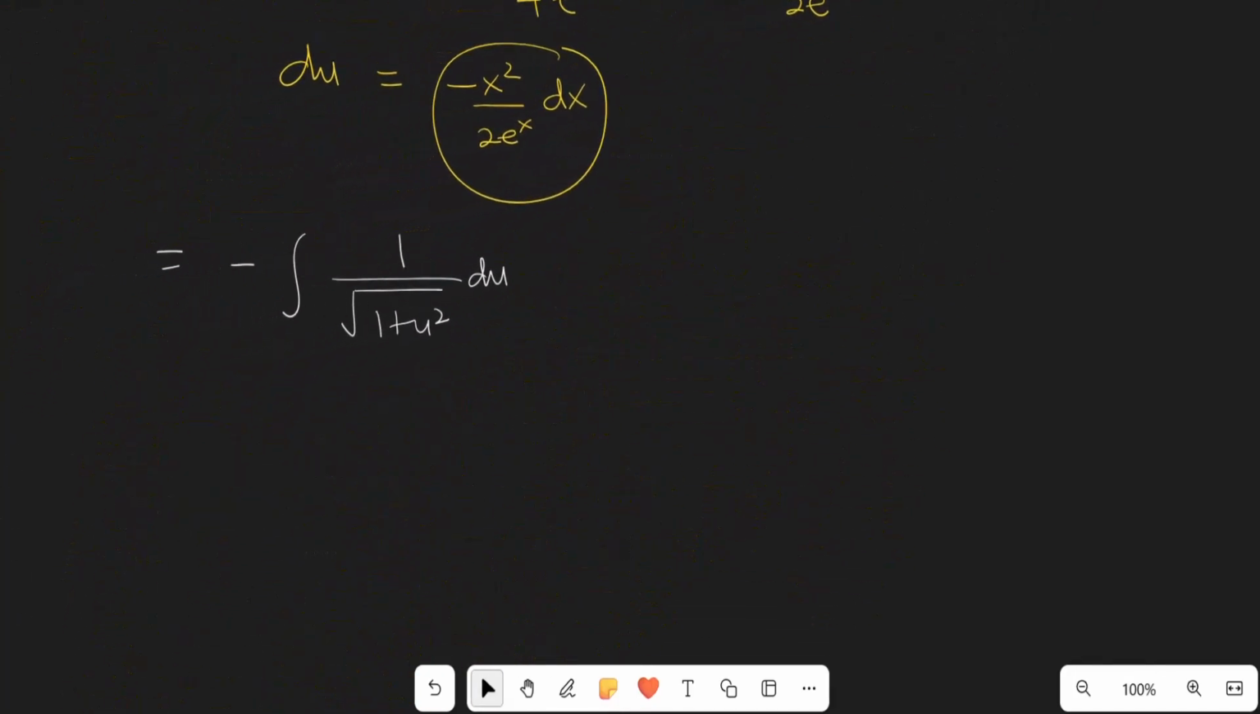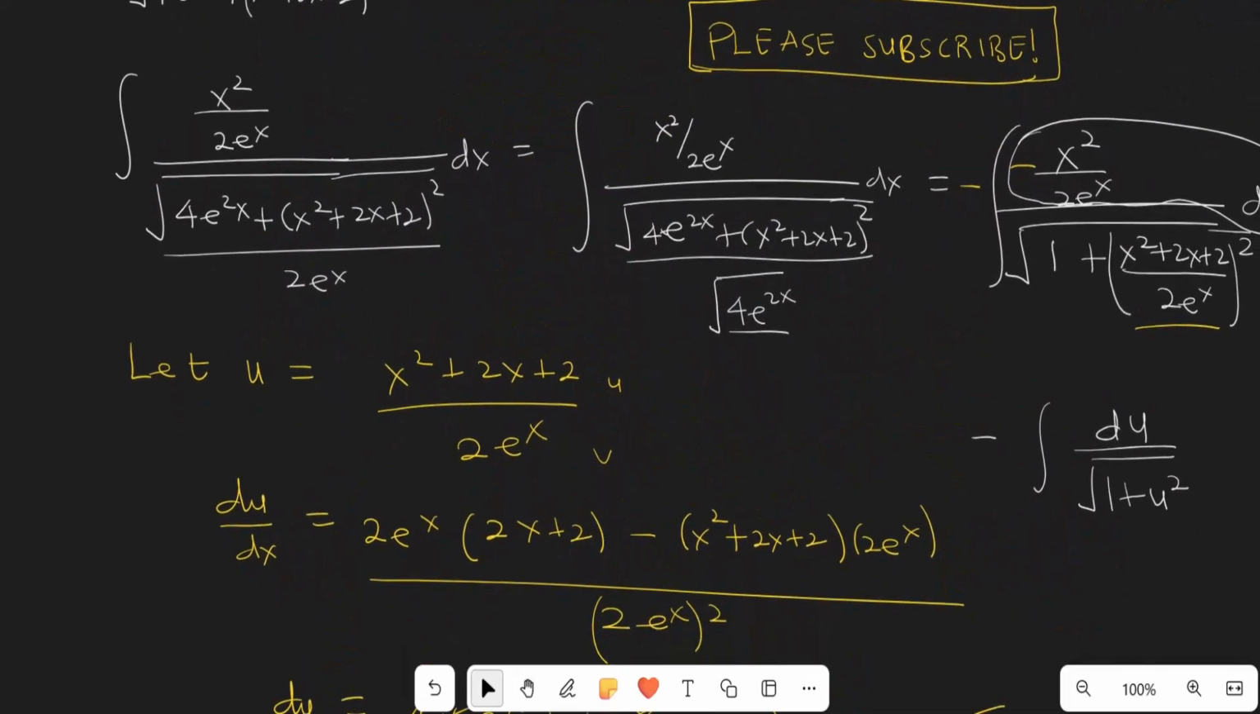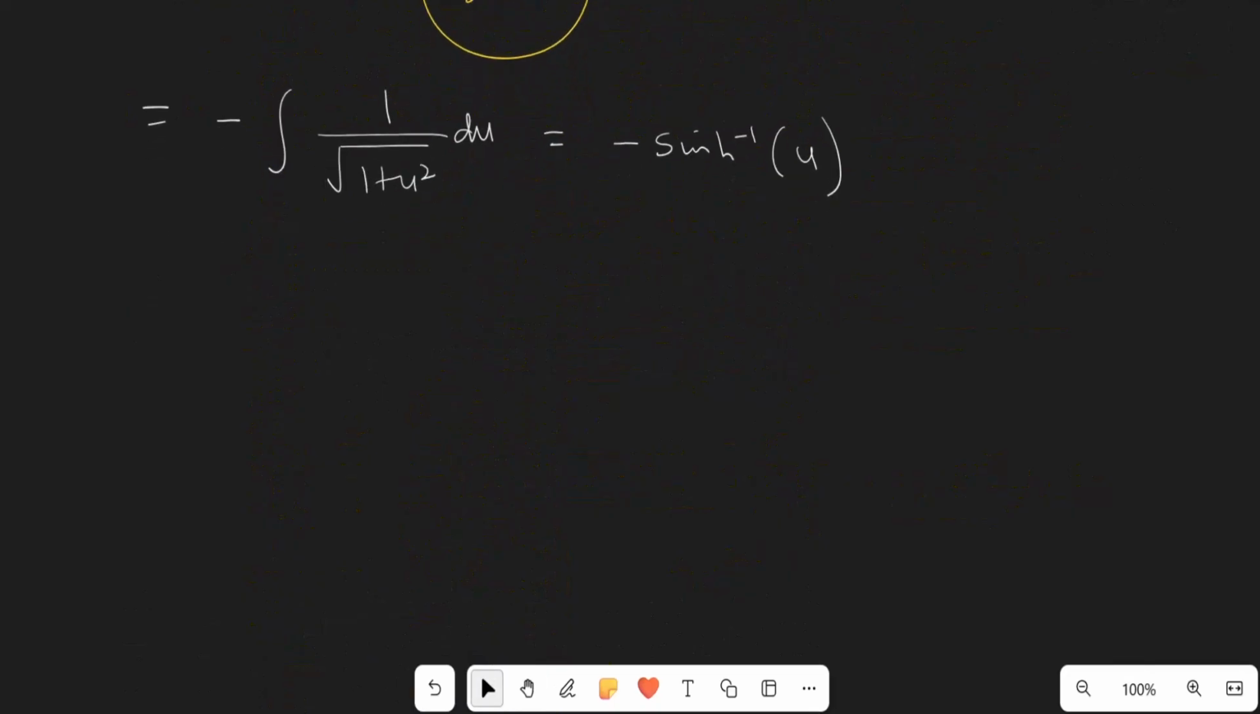So this one is something familiar. We know this. This is the inverse hyperbolic sine function, the inverse hyperbolic sine of u. So that is how to integrate this. But what is the value of u? u was x squared plus 2x plus 2 over 2e^x. So this is now equal to negative inverse hyperbolic sine of (x squared plus 2x plus 2) all over 2e^x, plus the constant of integration.